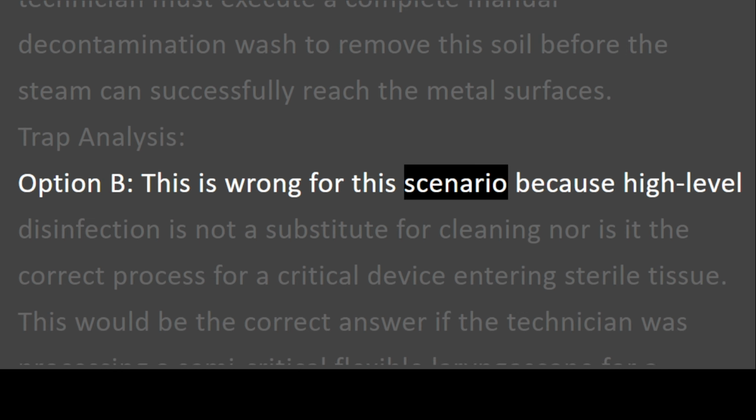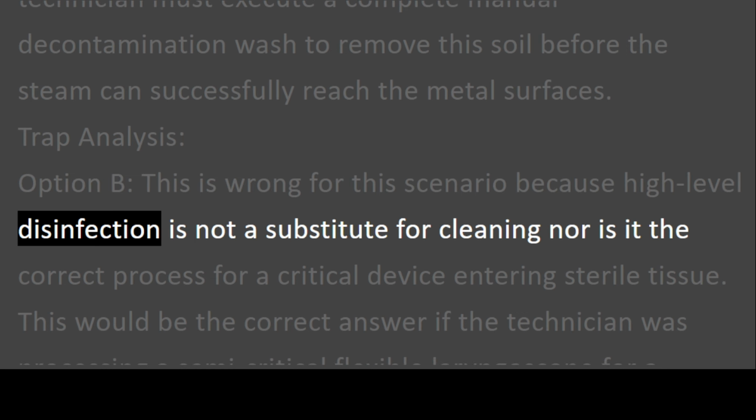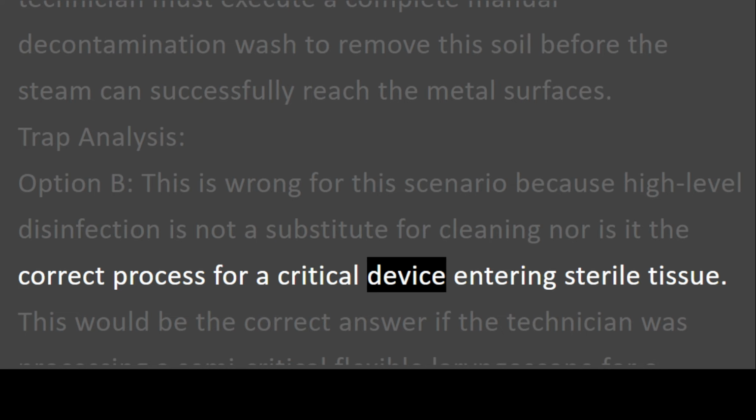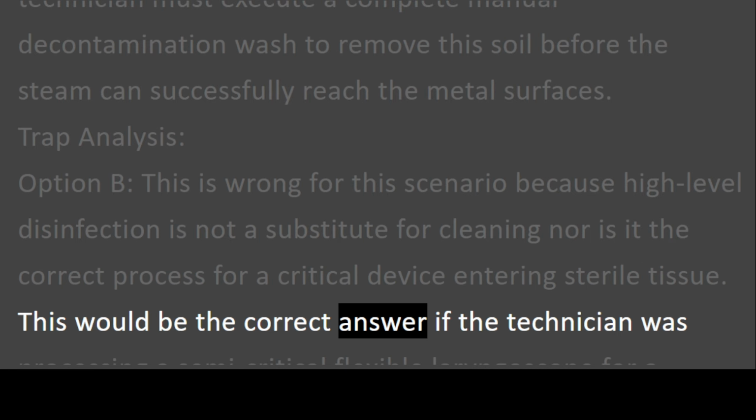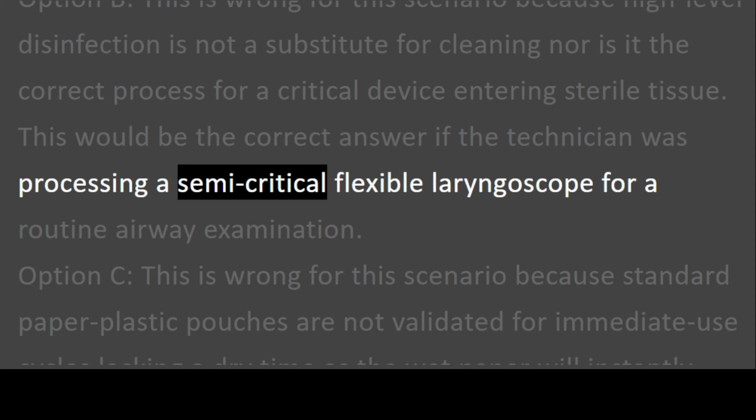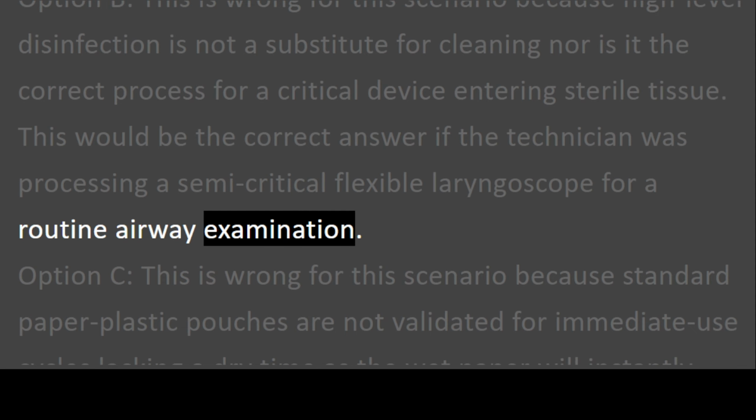This is wrong for this scenario because high-level disinfection is not a substitute for cleaning, nor is it the correct process for a critical device entering sterile tissue. This would be the correct answer if the technician was processing a semi-critical flexible laryngoscope for a routine airway examination.